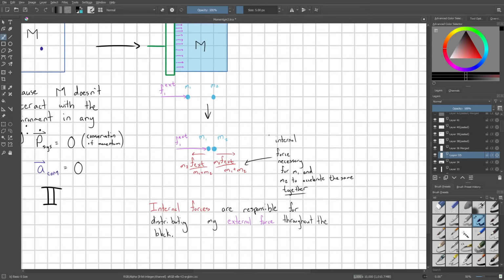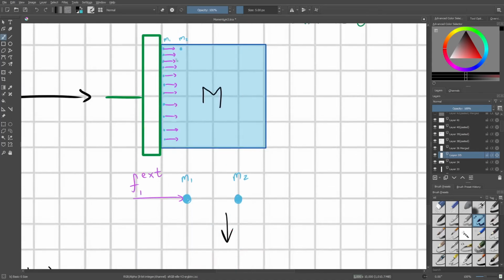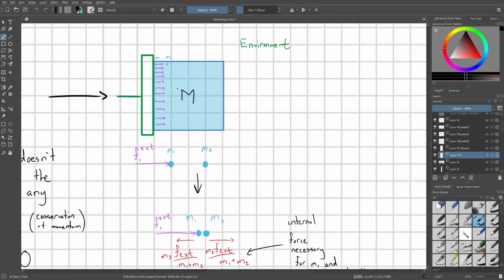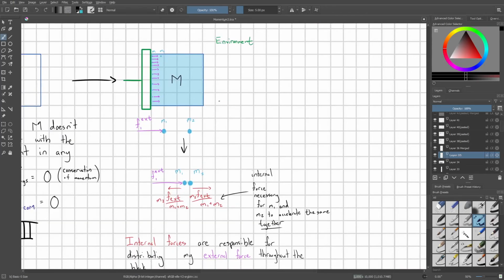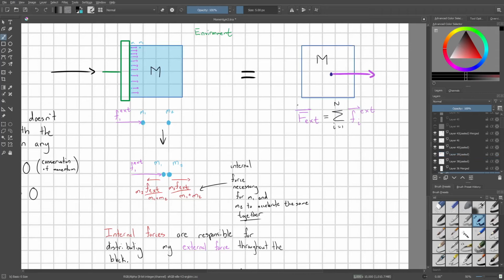But I don't want to make this too overly complicated, but I want to be clear that the internal forces between my particles are responsible for distributing out those external forces throughout the block, right? Because again, the only point of contact is super early on here, and then the internal forces distribute that out.